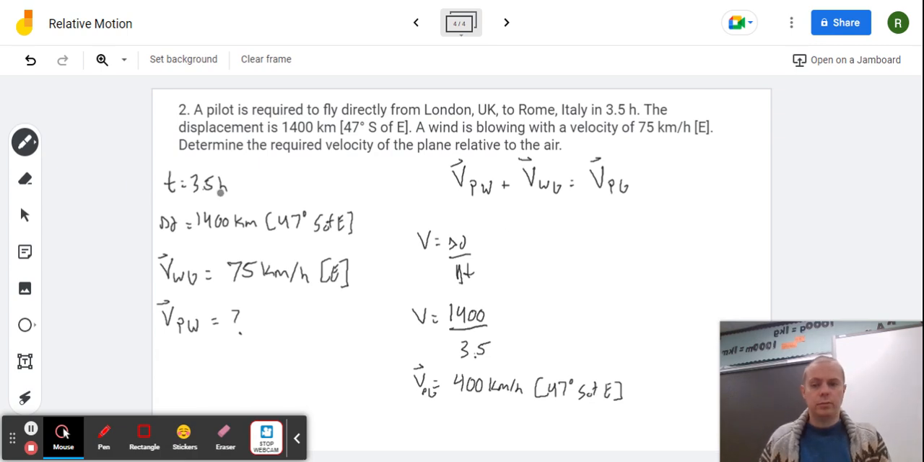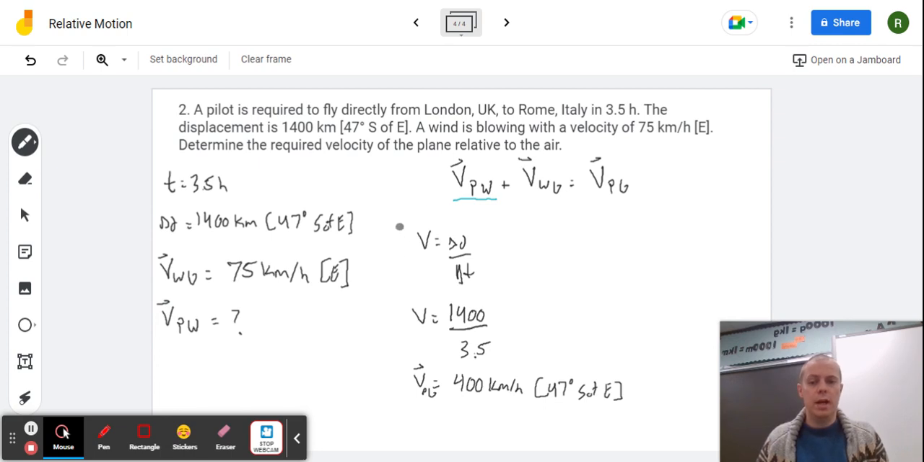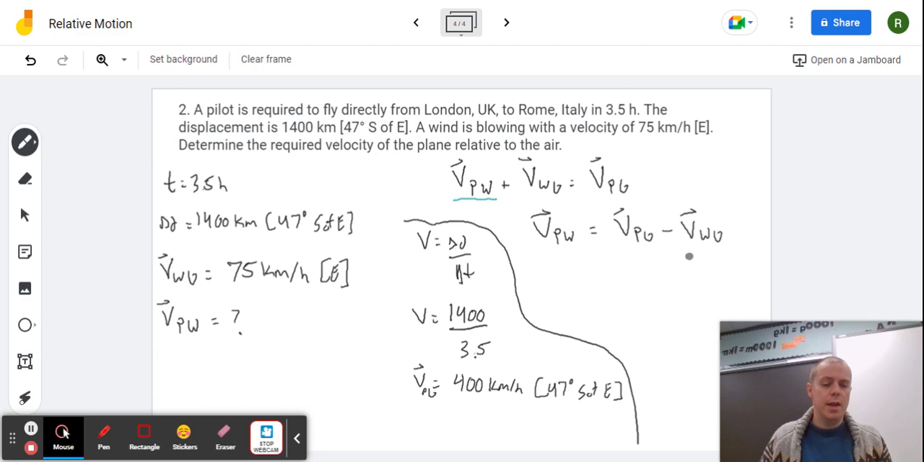We need to figure out this one. Okay? So what that means is we're going to have to rearrange this equation. So if we rearrange this equation, we're going to get v, velocity of the plane with respect to the ground, equals the velocity of the plane with respect to the ground minus the velocity of the wind with respect to the ground. And as we mentioned earlier with 2D vectors, subtracting vectors, we don't really have math for that, but subtracting is the same as adding the negative.